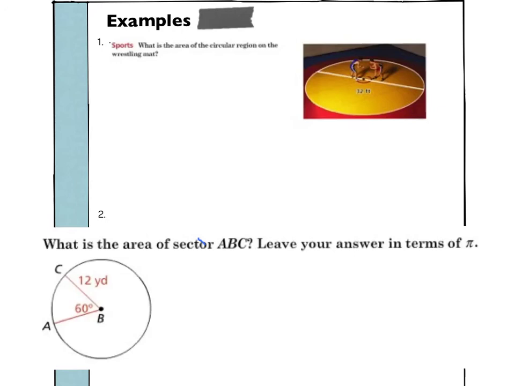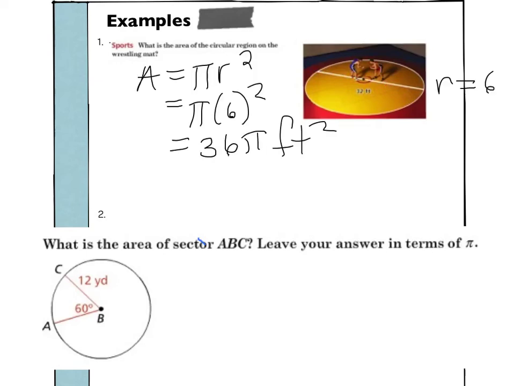Okay, so question number 1 says, what is the area of the circular region on the wrestling mat? There's the wrestling mat. They're about to go at it on a 12-foot diameter. So what's the area? We figured our r was equal to 6. We substitute in 6, and we rearrange it so that the coefficient, the number, is in front. We get 36 pi feet squared.